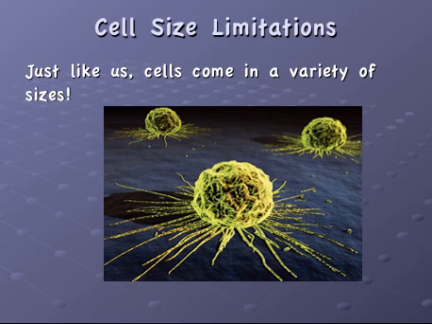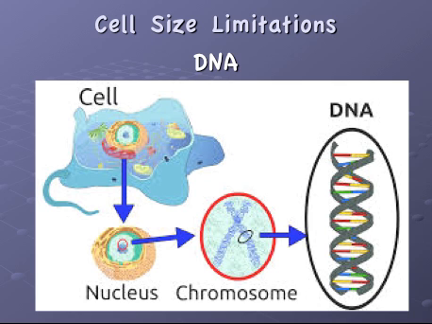What determines a cell size? DNA, diffusion, surface area to volume ratio. DNA, what is it? DNA provides the blueprints or instructions for protein synthesis. Cells cannot survive unless there is enough DNA to support the protein needs of the cell.